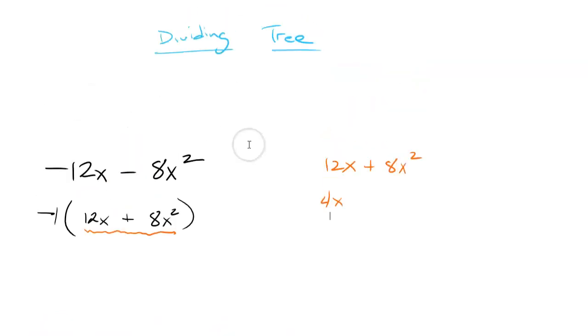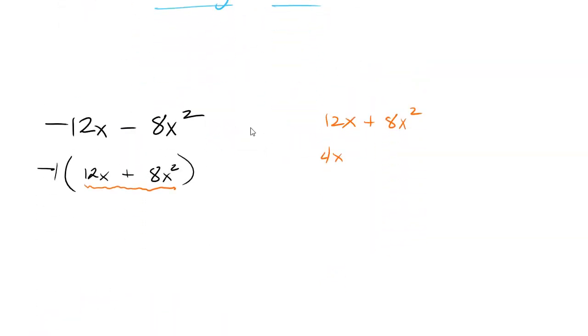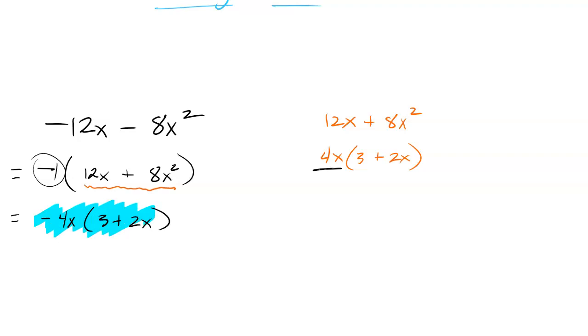I think it's the same as the one we had right up there, isn't it? Oh, that was a minus, but same thing. So you would take out 4x, and you would divide both by 4x, and get 3 plus 2x. So over here, that -1, I'm going to put on the 4x. And that's how you should approach factoring with a negative in the front. You take the negative out first, and then you ignore it until the end of the problem.